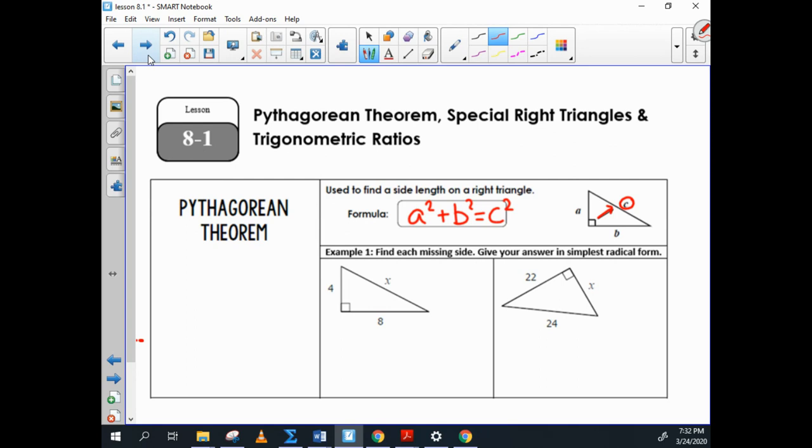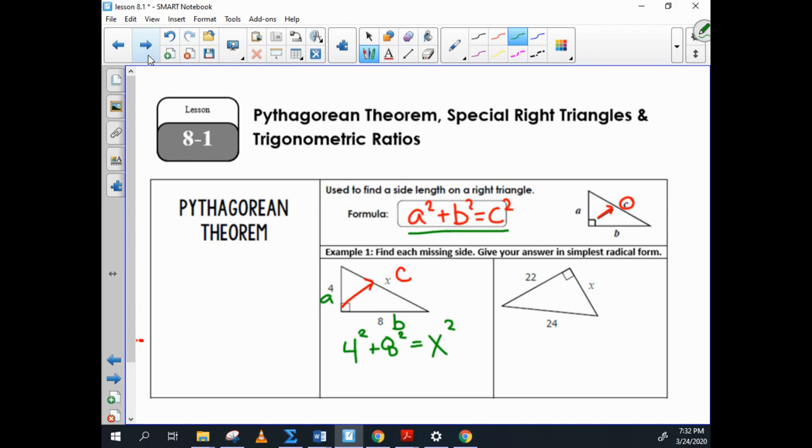So when we're doing this first example down here, I'm just going to relabel this triangle, and I'm going to call the hypotenuse, the side across from that right angle, c. The other two, a and b, don't matter at all. And then you can just plug them into your formula up here: 4 squared plus 8 squared is equal to c squared, or x squared.